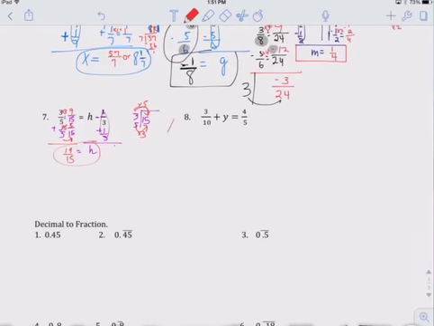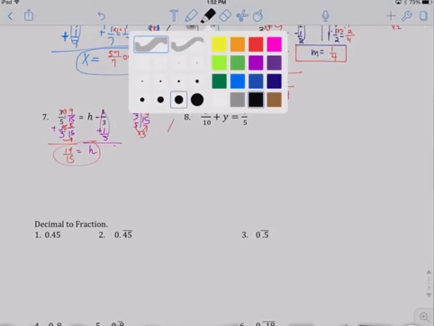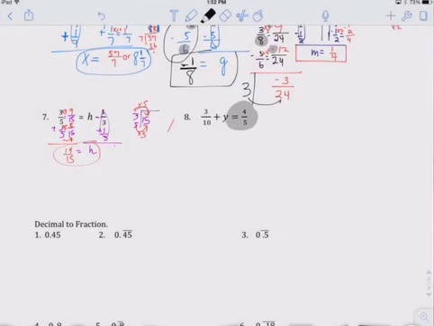Okay, I'll leave you number 8 to do yourself. You should be able to do number 8 yourself. Remember, pretend that this does not exist. Make 3 over 10 equal to 0.